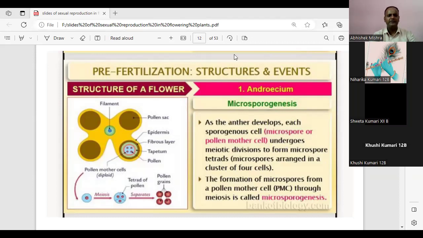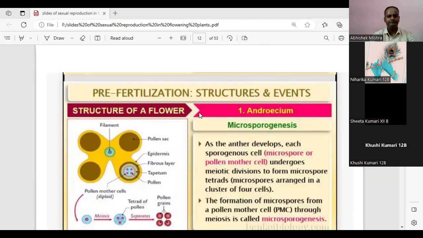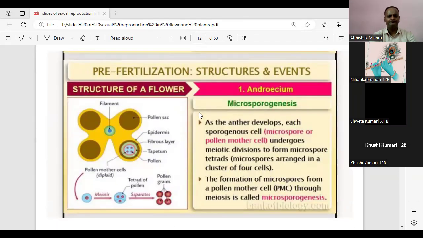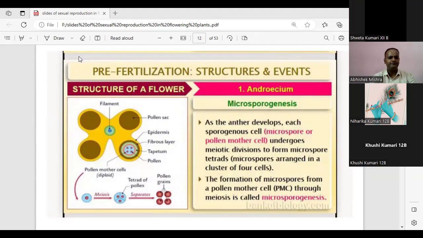Now, let me ask a few questions randomly. Can anyone tell me what is the function of tapetum? What is the function of tapetum? Okay, Shweta, unmute yourself. Yes, sir. To provide nourishment to the growing embryo. Okay, very good.